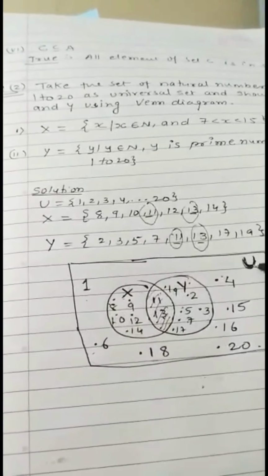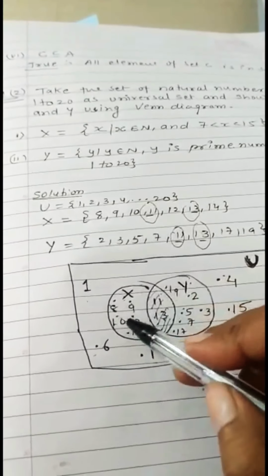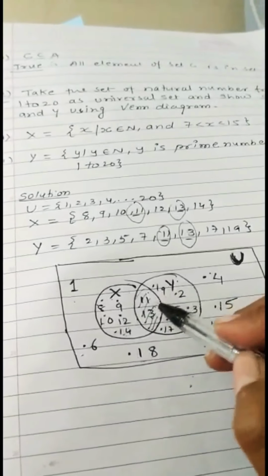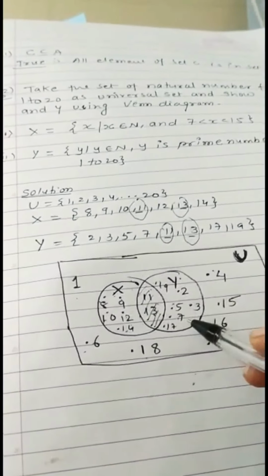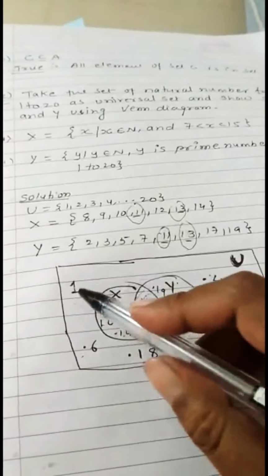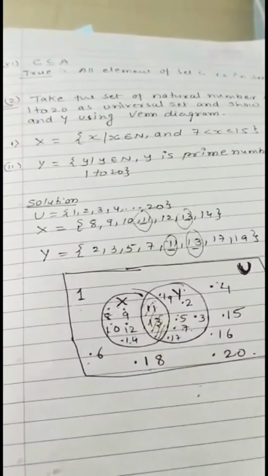We will put a U on the top. Whatever X contains, that is 8, 9, 10, 11, 12, 13, 14. What is Y's content? That is 2, 3, 5, 7, 11, 13, 17 and 19. And these are the remaining from U: 1, 6, 18, 16, 20, 15 and 4.